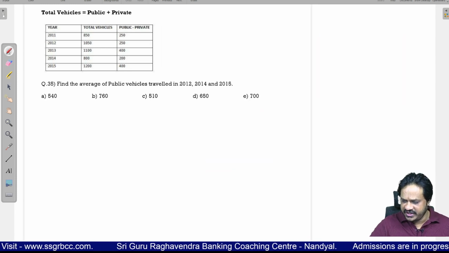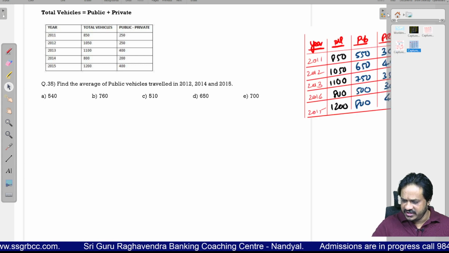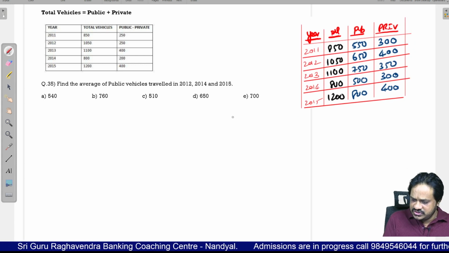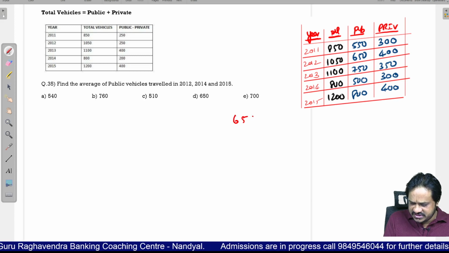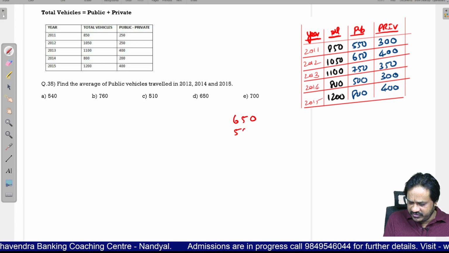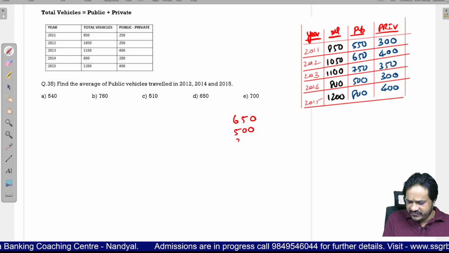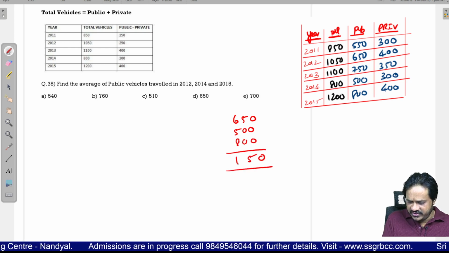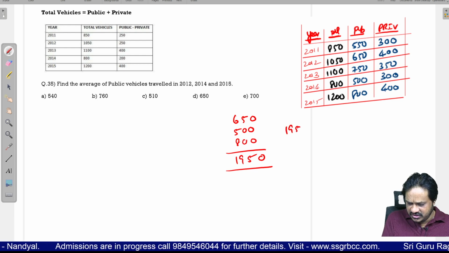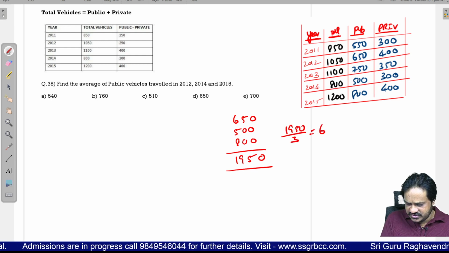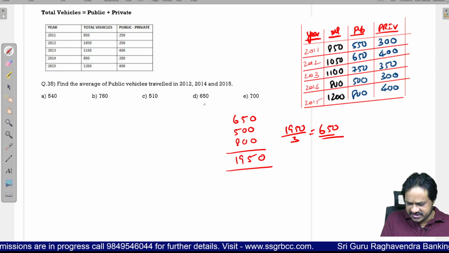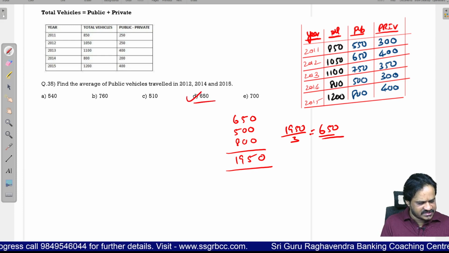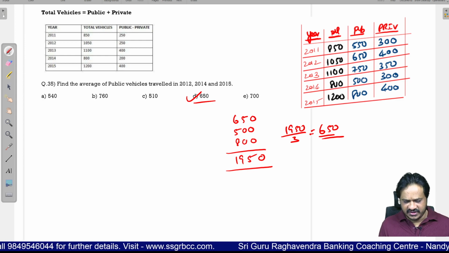Next, find the average number of the public vehicles travelled in 12, 14, 15. 12 public vehicles 650, 14 public vehicles 500, 15 public vehicles 800. So, 1950 is the total. We want average. So, 3 6s are 18, that is 650. Option 4 is the correct answer.